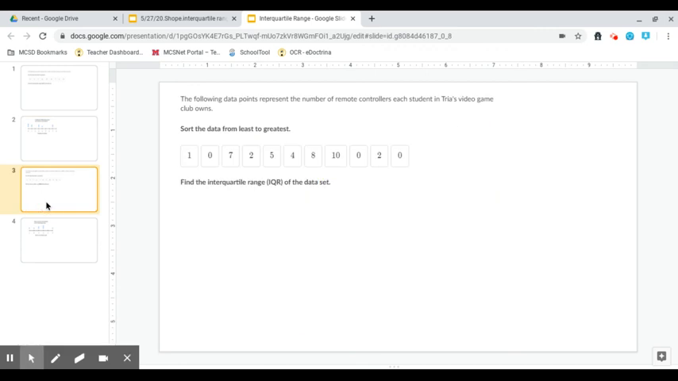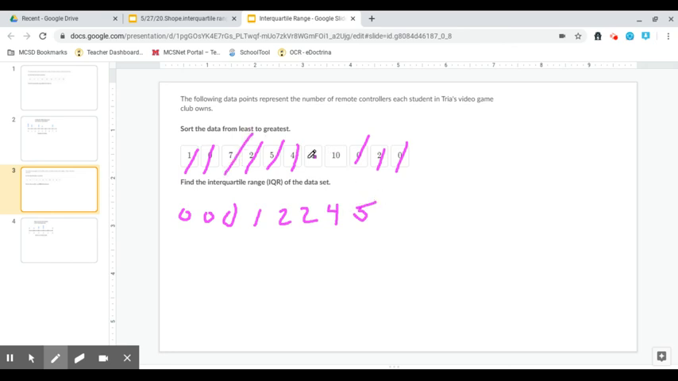Same thing. And we have all these numbers here. So we need to put them in order first. So I'll do something in purple. 0, 0, 0, 0, got a 1, 2 and 2, 4, 5, 7, 8, 10. Let's see how many numbers there are: 3, 4, 5, 6, 7, 8, 9, 10, 11.